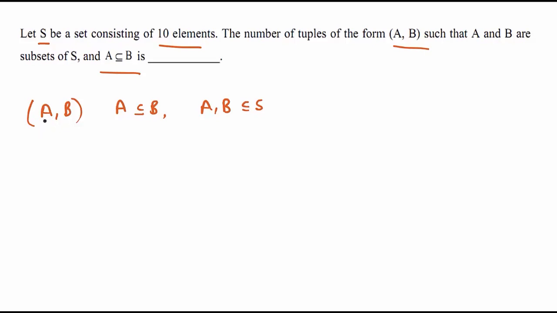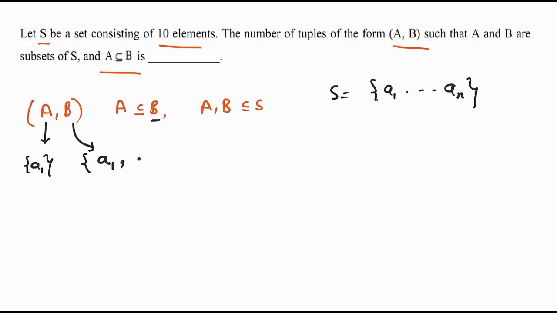So let me take an example to explain this question. Suppose that A is having only one element, let's suppose A1, where S is having, let's suppose, n elements A1 to An. Okay, and if A is having only one element, then what are the possibilities for B? B must have that A1. Why? Because B is a superset, right? So we must have that A1. Apart from that, we may or may not have other elements, right?